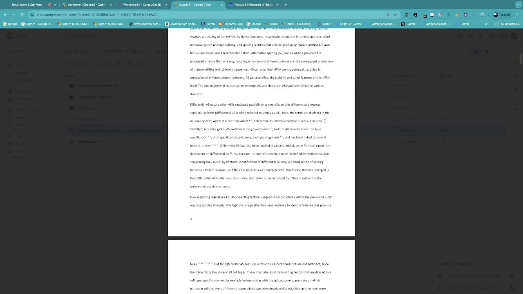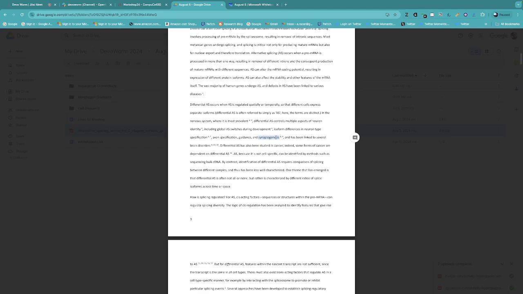Differential AS controls multiple aspects of neuron identity, including global alternative splicing switches during development. So there are different switches that occur, and this is in citation 5. Isoform differences in neuron type specification: depending on how different neurons are specified, there are differences in isoforms, and that's citations 6 and 7. Axon specification, guidance, and synaptogenesis: the formation of synapses, the formation of axons and how they're guided to other neurons. That's in citations 8 and 9.